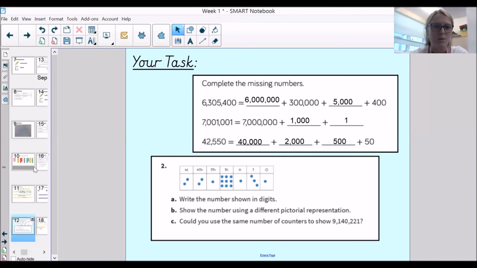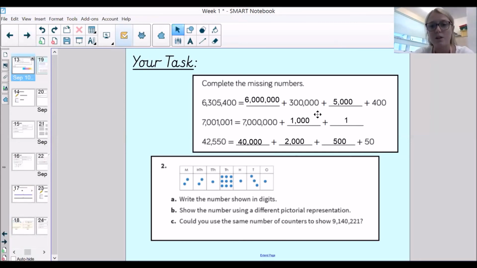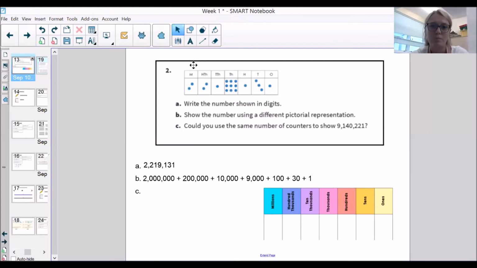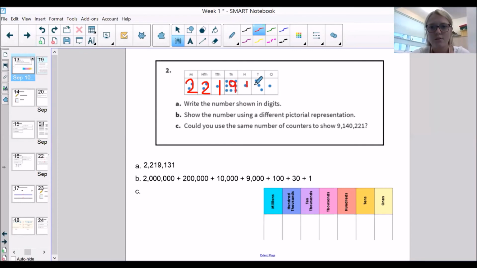Okay, so moving on to question 2. Just going to go over a page. So write the number shown in digits. We had 2 millions, 200,000s, 1 10,000, 9 thousands, 100, 3 tens, and 1 1. So that written as a number is 2,219,131. And well done if you had a go at writing that one in words.